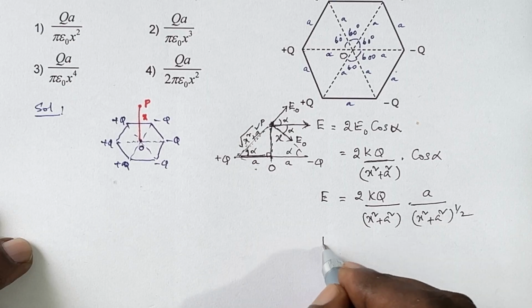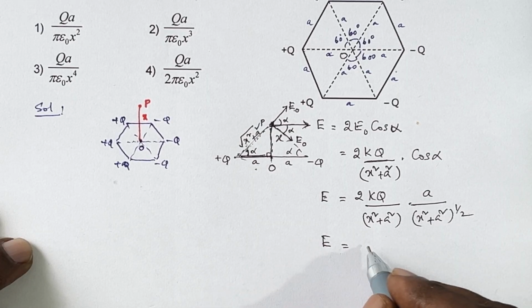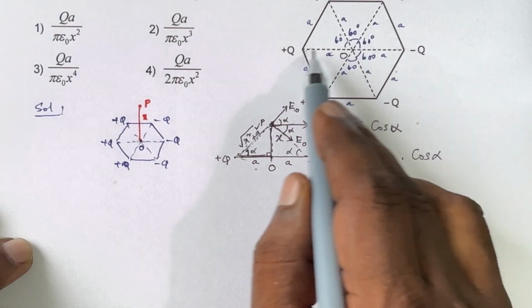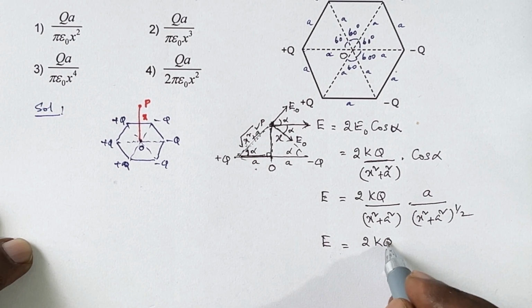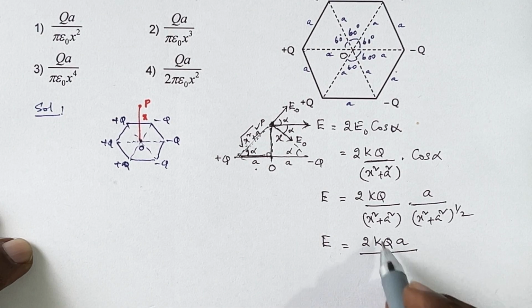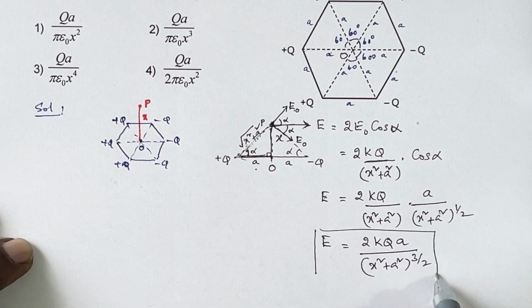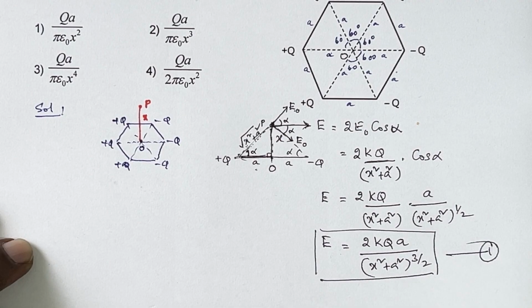Then I will get the E value acting at P due to this line as 2kqa by x square plus a square whole power 3 by 2. So this is the E value, equation 1.